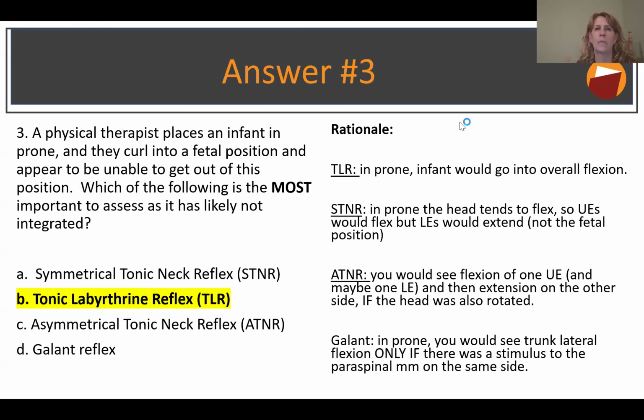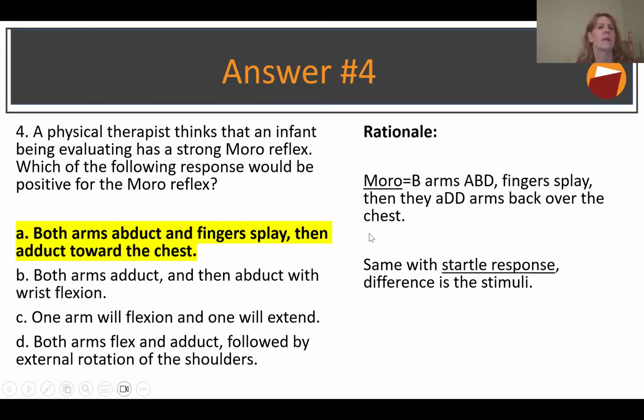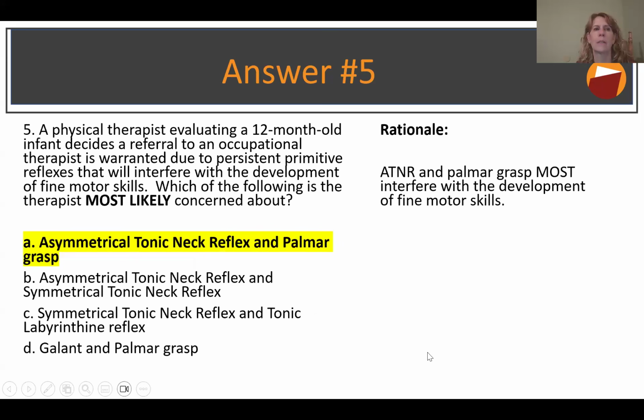Yes. All right, number 4, 90% of you said A. Let's see, is that the right answer? It is. Yep. So again, it's talking about the positive response for the Moro reflex. So again, just seeing if you know what that positive reaction is.